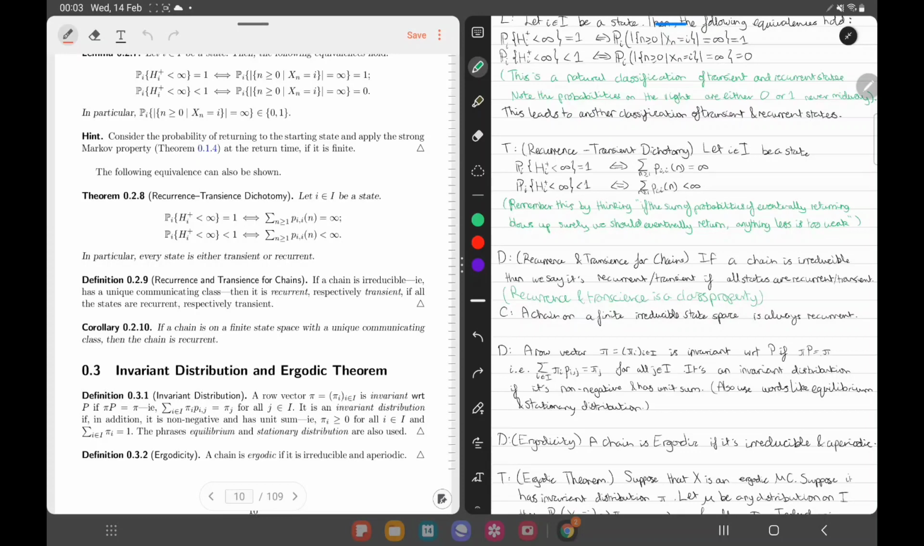In fact, you get this nice little corollary: a chain on a finite irreducible state space is always recurrent. And why is this obvious? Well, if you're in an irreducible state space, everything talks to each other, and if it's finite, you're all sort of contained. You can't really drift away to infinity.